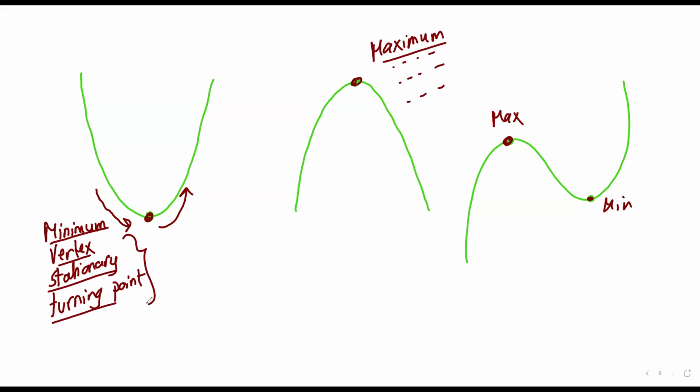Now, what is so special about the turning points? What is so special about the turning points is that if I draw a tangent at the turning point, it's a horizontal line. If I draw a tangent at the turning point, it's a horizontal line.